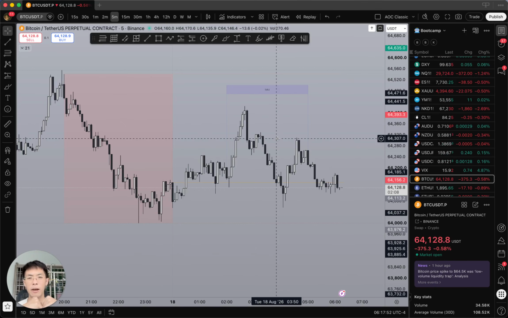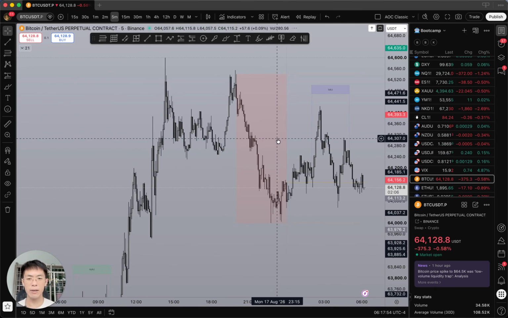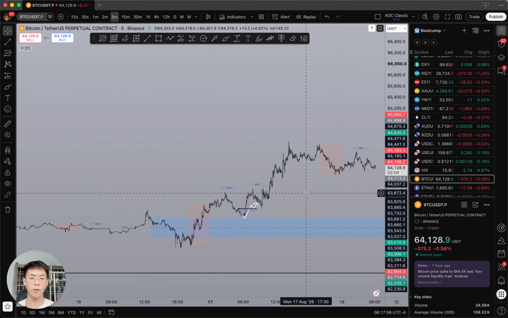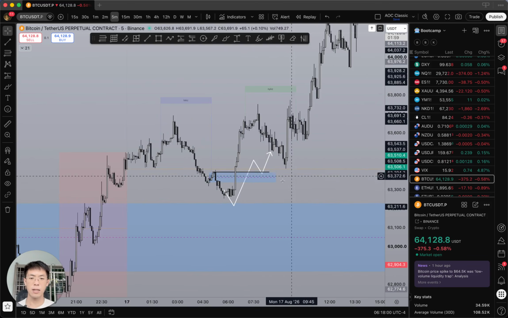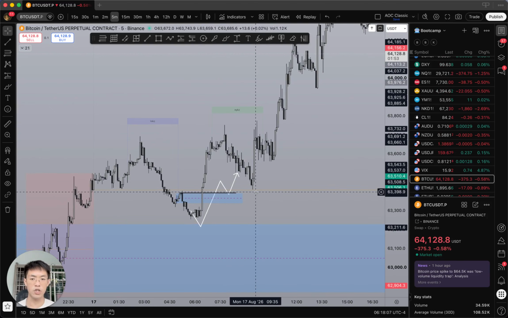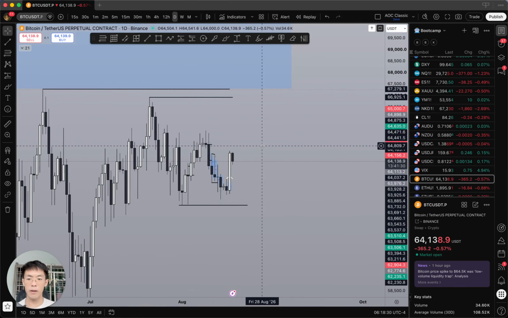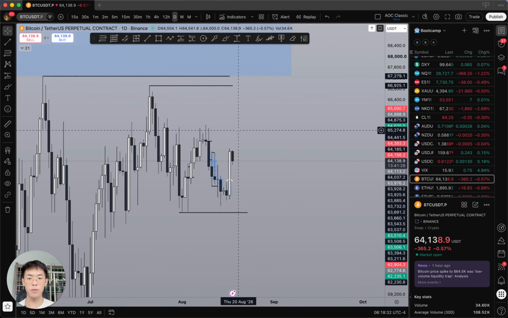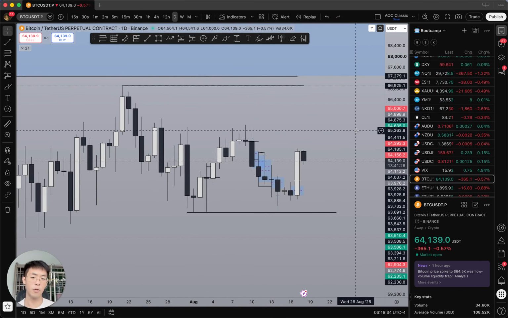But with that out of the way, today I'm going to be breaking down the exact setup that we're going to be looking for in terms of Bitcoin for today. Yesterday ended up being pretty decent in the sense that we ended up getting the CISD, but unfortunately we did not manage to get the correct entry. But with that out of the way, today I'm going to be sharing with you the exact trade setup that I'm going to be looking for on Bitcoin.